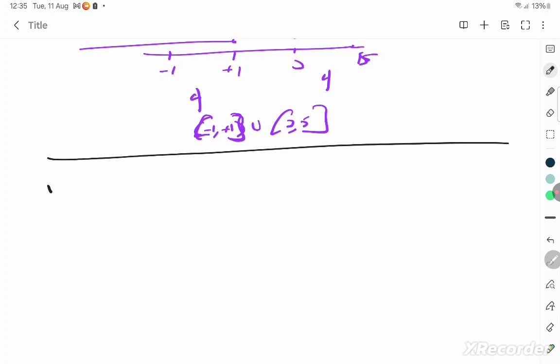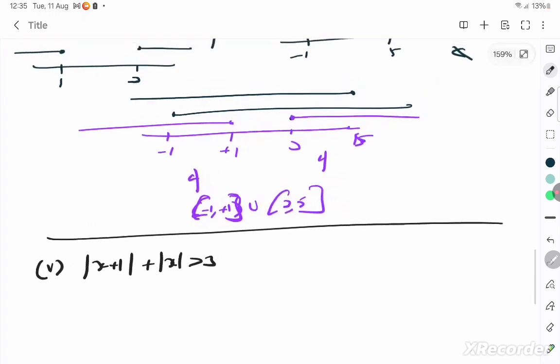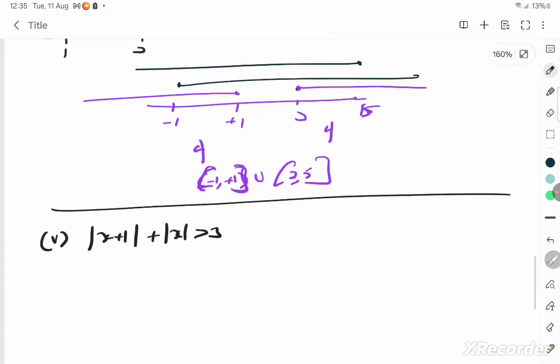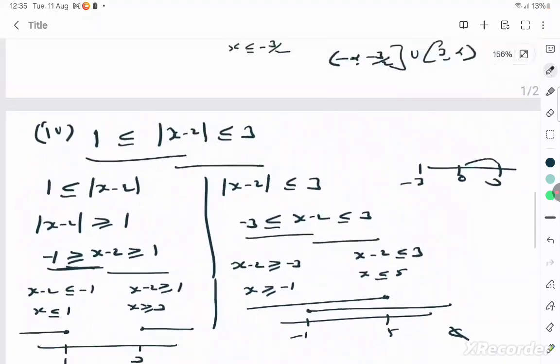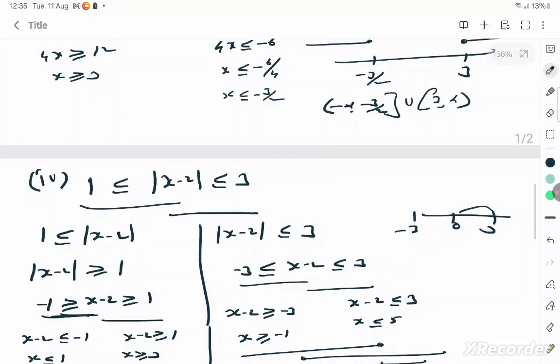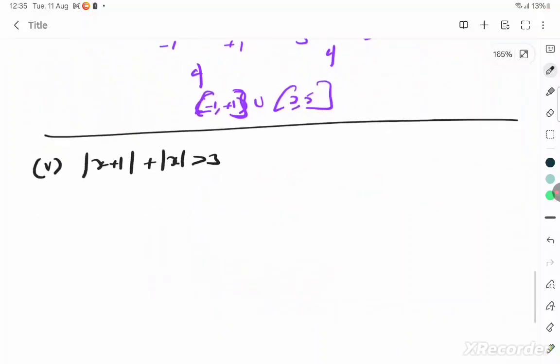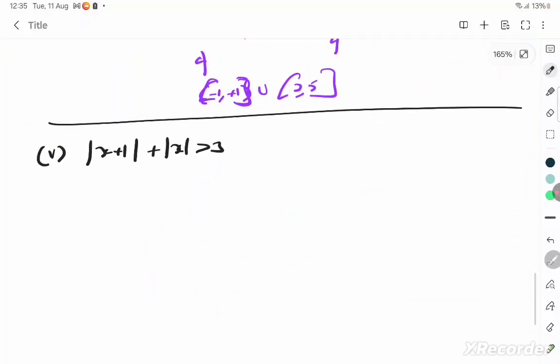The next question is the fifth question. Is mod of x plus 1 plus mod of x greater than 3? See, when such a sum comes, when there is addition of two mod functions, I will always prefer to redefine the function. I cannot do it as simply as this. There's only a single function there, so I could do it like that. But here there are two different functions, so I need to redefine.